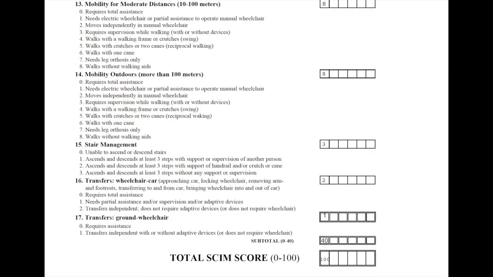40 points. If you look closely at how I scored Marissa with the assessment, she ended up with a total of 100 points, meaning she is fully independent. The greater the score, the more independent the individual is.